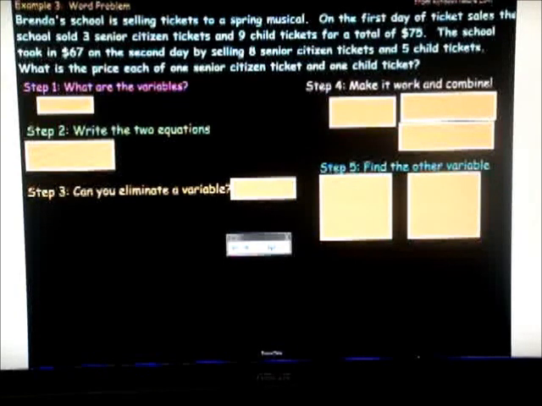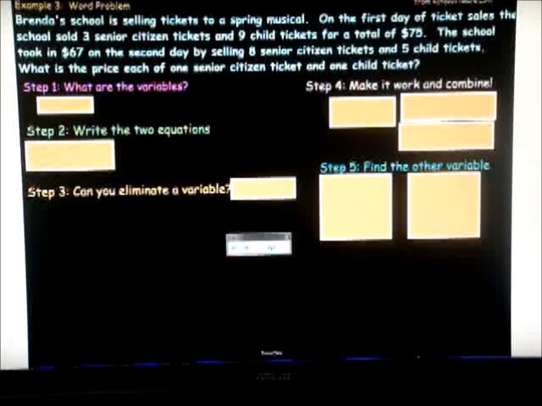Brenda's school is selling tickets to the spring musical. On the first day of ticket sales, the school sold 3 senior citizen tickets and 9 child tickets for a total of $75. The school took in $67 on the second day by selling 8 senior citizen tickets and 5 child tickets. What is the price of each of one senior citizen ticket and 1 child ticket?